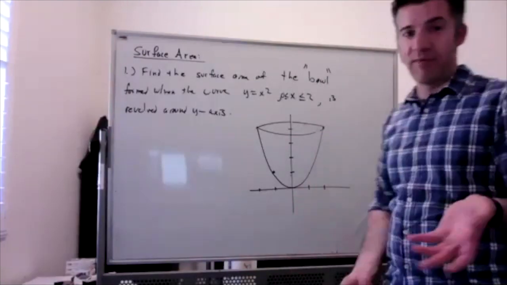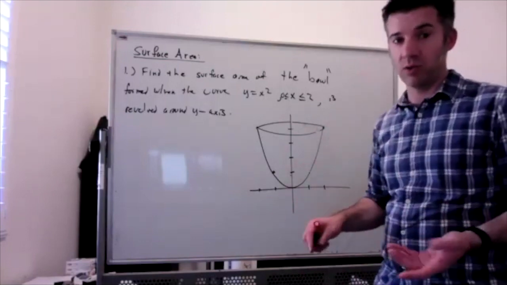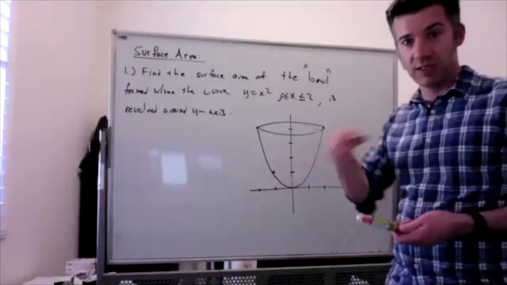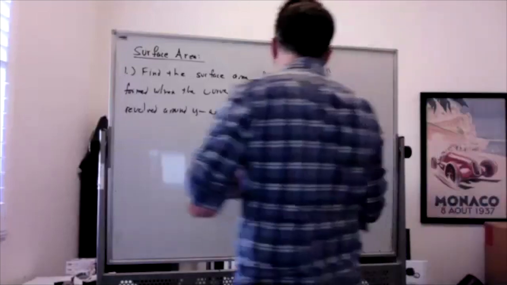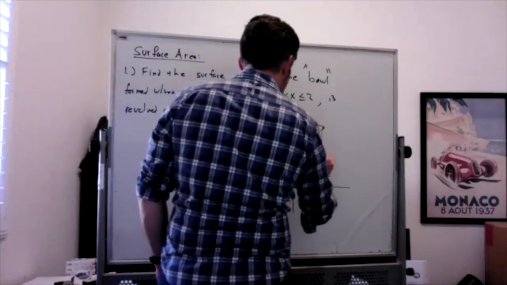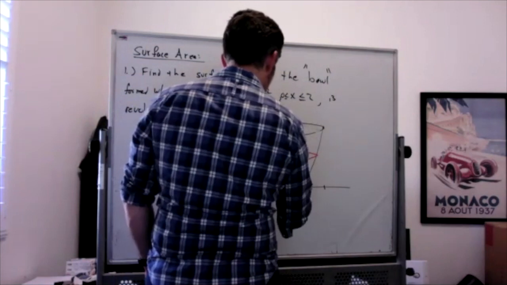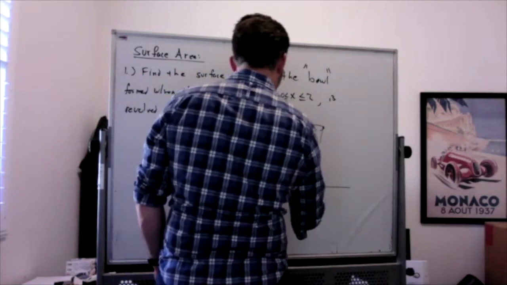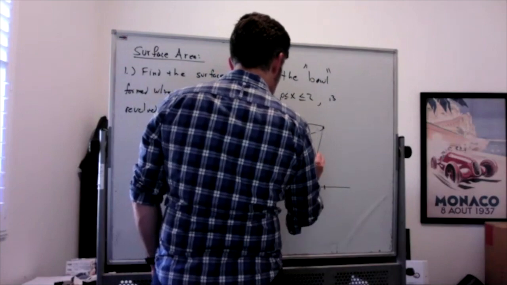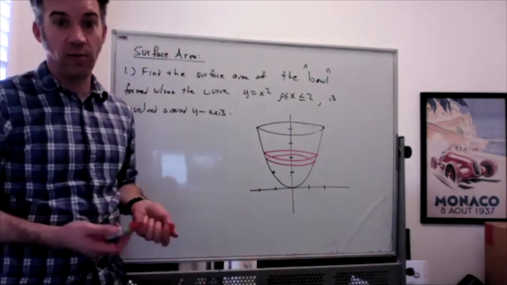So before, our slices have been rectangles, or discs, or washers, or cylindrical shells. Now our slices are going to be slices of this surface. So it's going to look like, well, here's a slice of my surface. I think of it as looking like a rubber band.